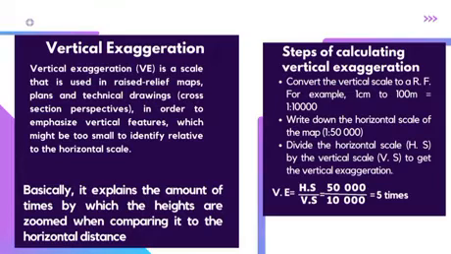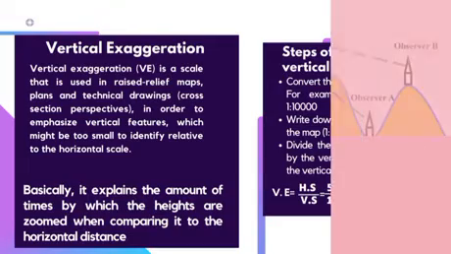Here we have 1 centimeter to 100 meters. We have to convert to the same unit of measurement, which is centimeters. We have 1:10,000 centimeters, and our horizontal scale is 1:50,000 centimeters. All we need to do is divide our horizontal scale by our vertical scale, which is 50,000 divided by 10,000, and we see that the landform was exaggerated 5 times, so that we'll be able to get adequate information of that landform.